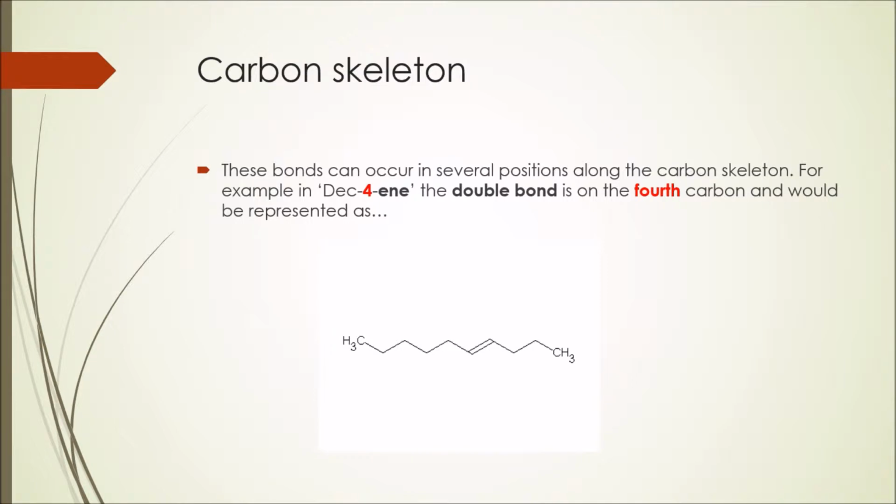These bonds can occur in several positions along the carbon skeleton. So for example, in dec-4-ene, the double bond is on the 4th carbon. If you look here, there's the first carbon, there's the second, the third, the 4th carbon here, then there's the double bond here. So dec-4 indicates where it is, and the ene tells you it's a double bond.